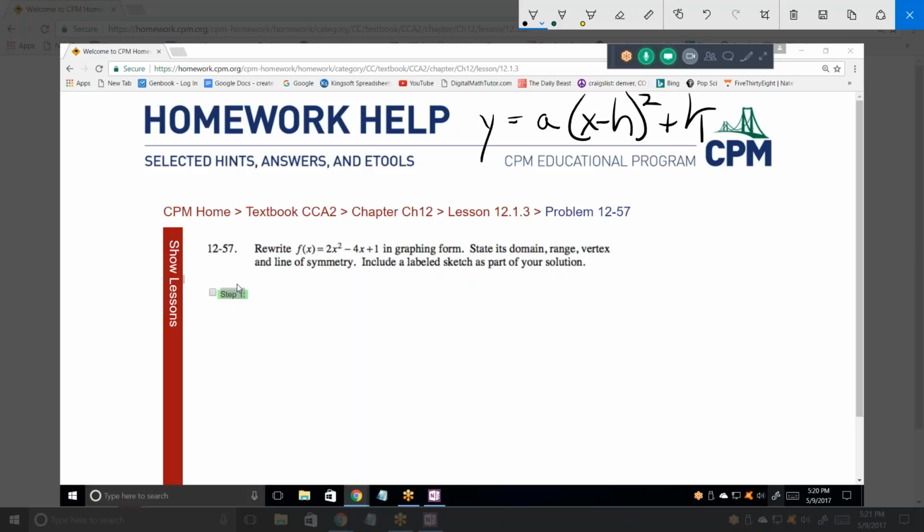How do I go about putting this in vertex form? Right now we've got y equals 2x squared minus 4x plus 1. How do I make it look like vertex form?